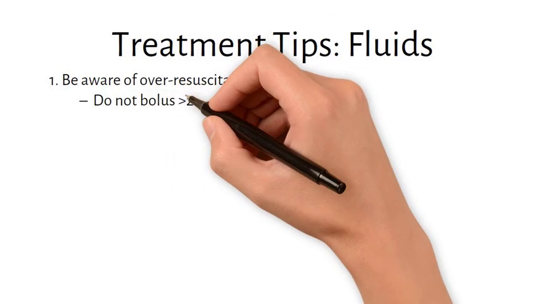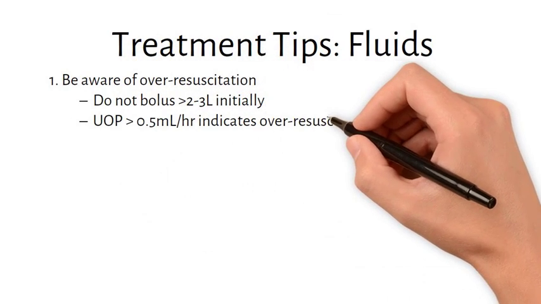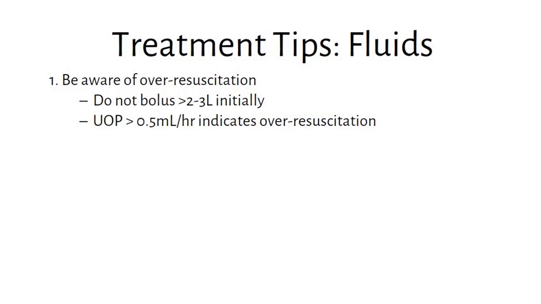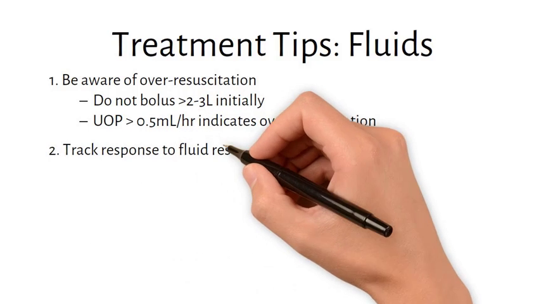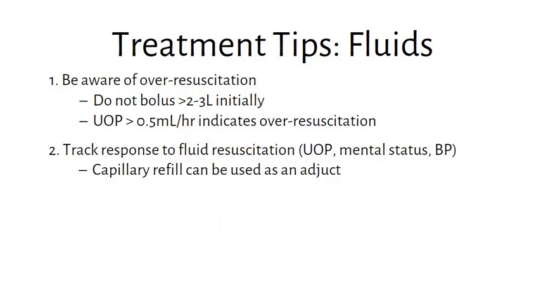First, be aware of over-resuscitation. The initial fluid bolus should not exceed 2 to 3 liters. Urine output greater than 0.5 milliliters per kilogram per hour indicates over-resuscitation. Different ways to track response to fluid resuscitation include urine output, blood pressure, and mental status. You can also use capillary refill time to guide resuscitation as an adjunct to the other measures of perfusion.